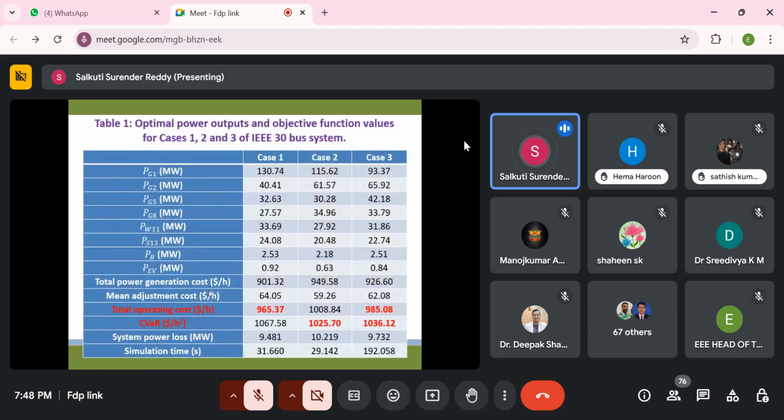In this work, we performed these operations on the IEEE 30 bus system. Here, with only the cost objective, you get 965. But when you consider the risk, the risk is less but the cost is more. So to get a best compromise solution, we use case 3, where both objectives are optimized together.